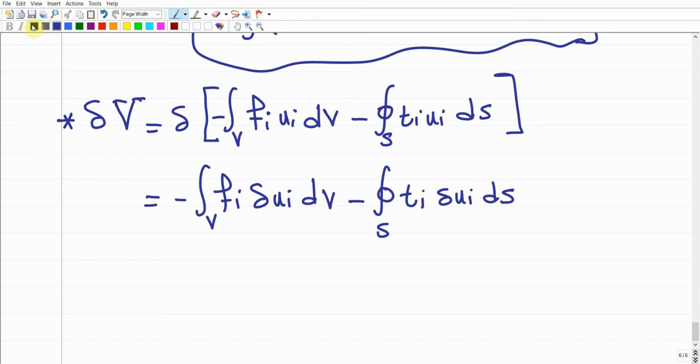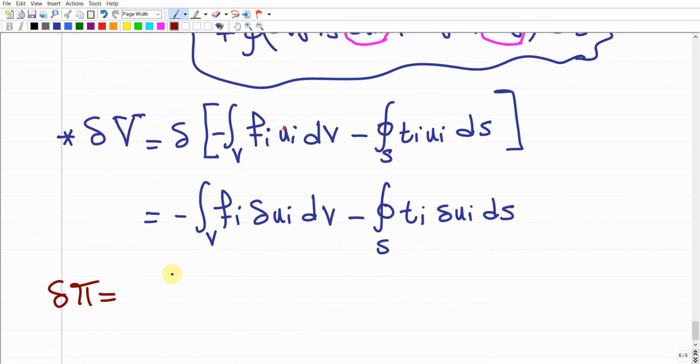This is going to give us simply the first variation of the work done. So in general, once we end up with this, we can write the minimum potential energy principle in this form. That is, the first variation of the total potential energy should be zero, which we already derived into this form.